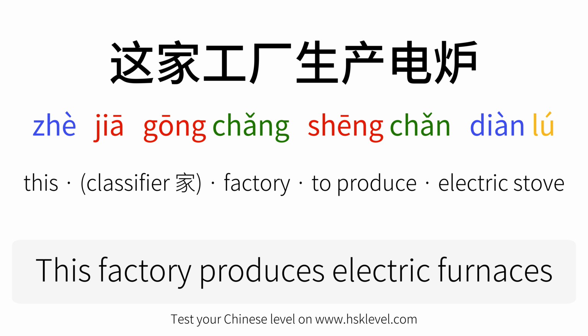So now we have analyzed the sentence chunk by chunk, and we can see how it works grammatically. The sentence has a simple structure. Subject plus verb plus object. The subject is 这家工厂, which means this factory. The verb is shēngchǎn, which means produce. And the object is diànlú, which means electric furnace.